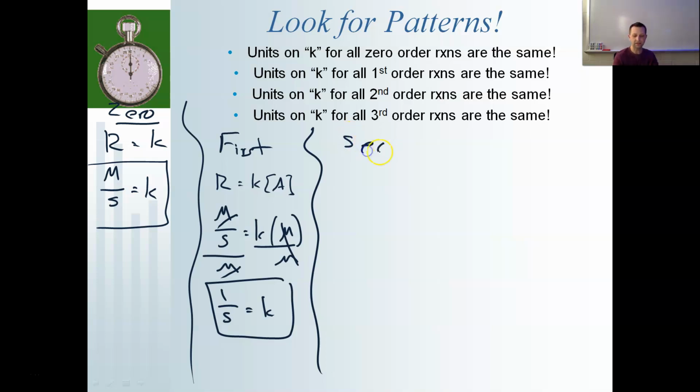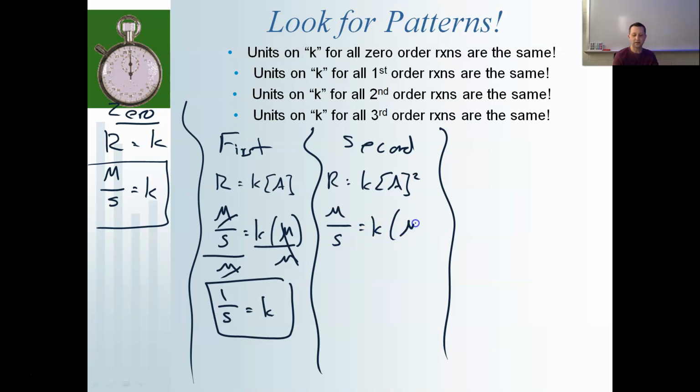Okay, let's do the second order. Second order is rate equals K times A squared. Even if it's rate equals K times A times B, you still have the same unit on A and B. It's just molarity. So let's do some substitutions again. Rate is molar per second equals K times molar squared. Divide both sides by molar squared. One of them cancels out, and what you end up with is 1 over molar times seconds equals K.